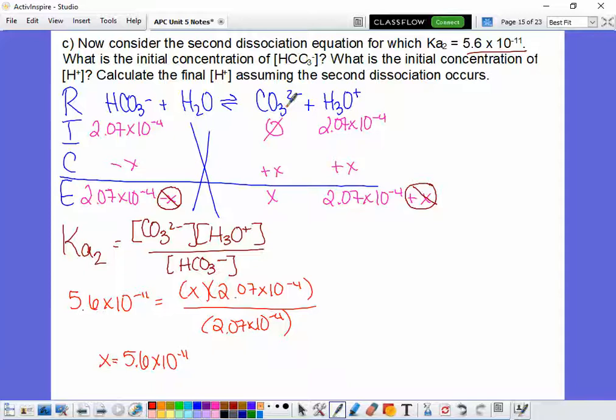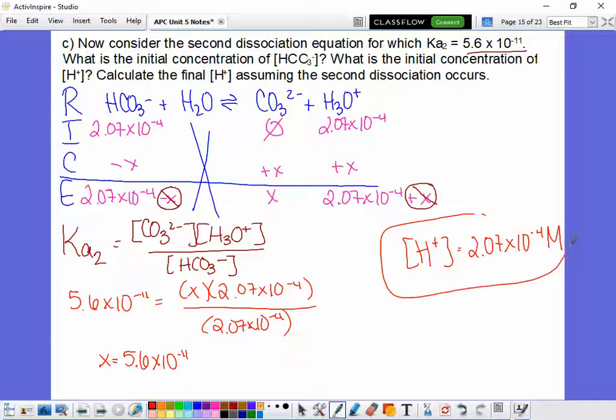Now, what did this problem ask me to solve? What did it ask? The final concentration. It wanted me to find the concentration of H plus after both dissociations. So what is the concentration of H plus after the second dissociation? 2.07 times 10 to the negative 4 molar.